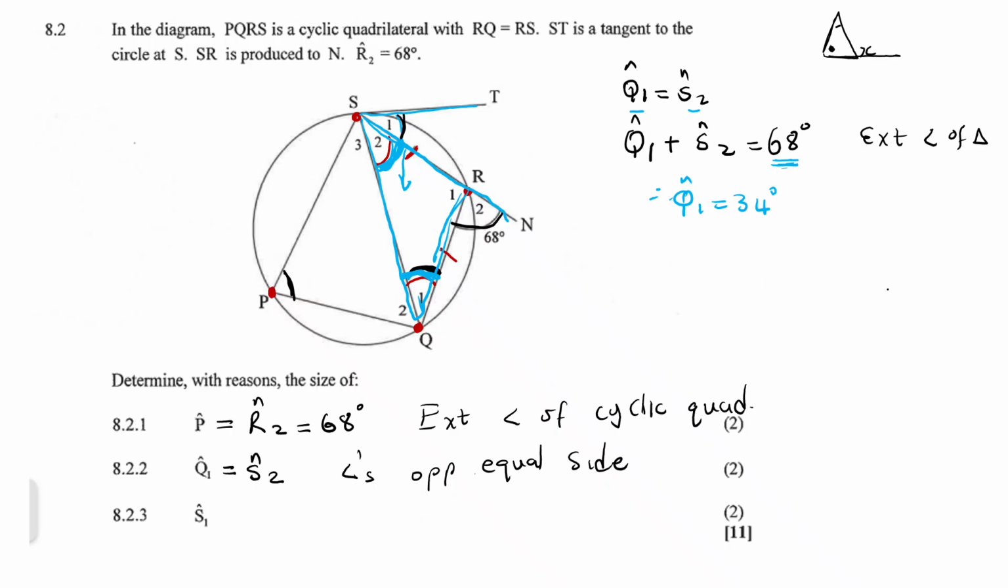Then the last question says, what is angle S1? And we said the angle between a tangent and a chord is equal to the angle subtended by that chord at the circumference. So S1 is equal to Q1. And remember we just calculated Q1 to be 34 degrees. What will be the reason for this? The reason will be tan chord theorem. And that's it for this lesson. This is how you find the angles.